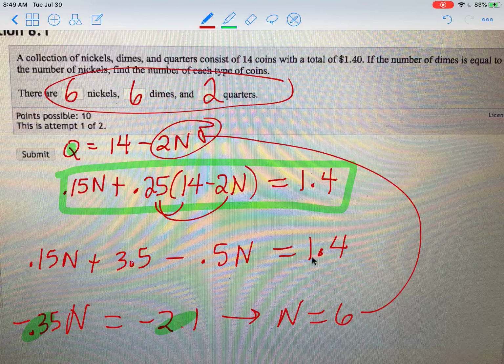Okay, and so that should check out. If I take 6 plus 6 plus 2, that gives me 14 coins. If I take 6 nickels, that's 30 cents. And then 6 dimes, that's 60 cents. And then 2 quarters, that's 50 cents. And when I add all that up, you can see I get $1.40. All right.